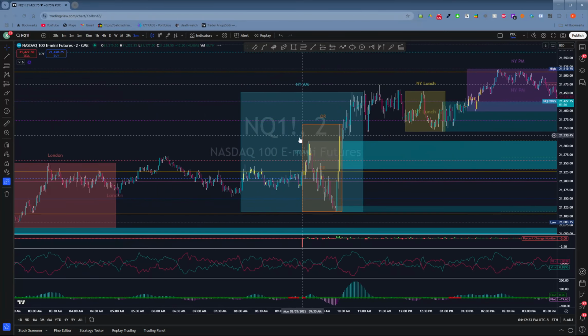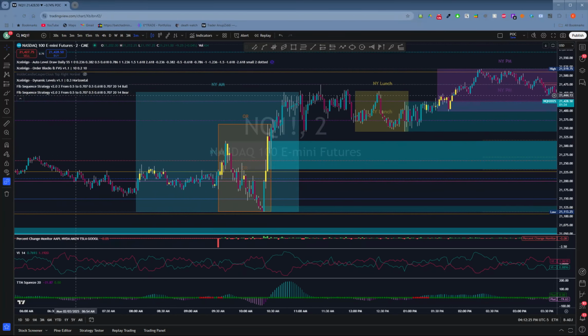So this new Fibonacci sequence indicator right here, what it does is it draws a proper Fibonacci, and it will extend. If you're familiar with Fibonaccis, or know how to draw a proper fib, you'll know that in certain levels you have a stop, and then in certain levels you have a break, like a continuation.